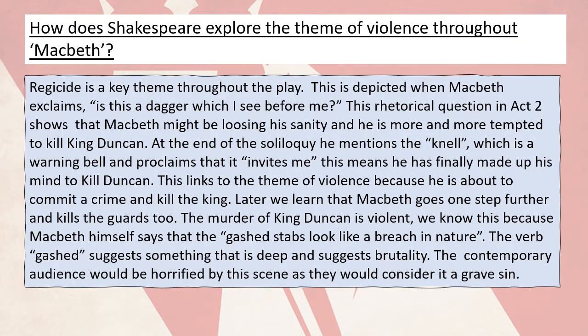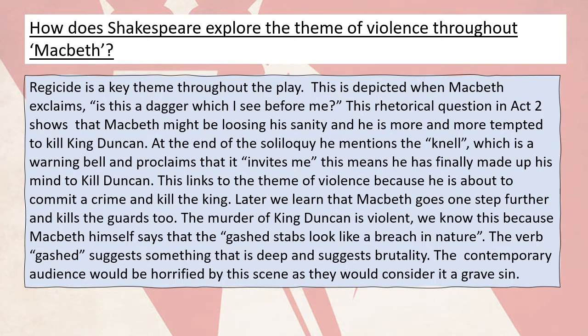Next, we have another model paragraph. This one focuses on the theme of violence. The question is, how does Shakespeare explore the theme of violence throughout Macbeth? Just like before, read through, see what they did well, what could be improved upon. Make notes as you go.